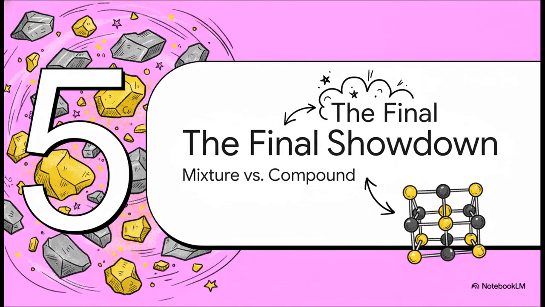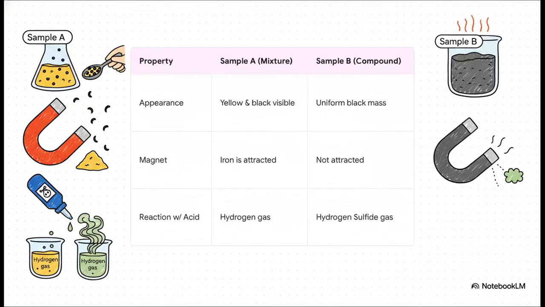To really drive this idea home, let's stage a little final showdown. We're going to take the exact same two ingredients, iron and sulfur, and we're going to treat them in two different ways. This is going to show you the dramatic night and day difference between a simple mixture and a chemical compound. Just look at this. In sample A, we just mix iron filings and sulfur powder. You can still see the separate bits, and a magnet can easily pull the iron right out. It's just a mixture. But in sample B, we heat that same mixture. A chemical reaction happens, and it creates a totally new substance, iron sulfide. A magnet does nothing to it now, and it reacts completely differently with acid. It's not a mixture anymore. It has become a compound with brand new properties.